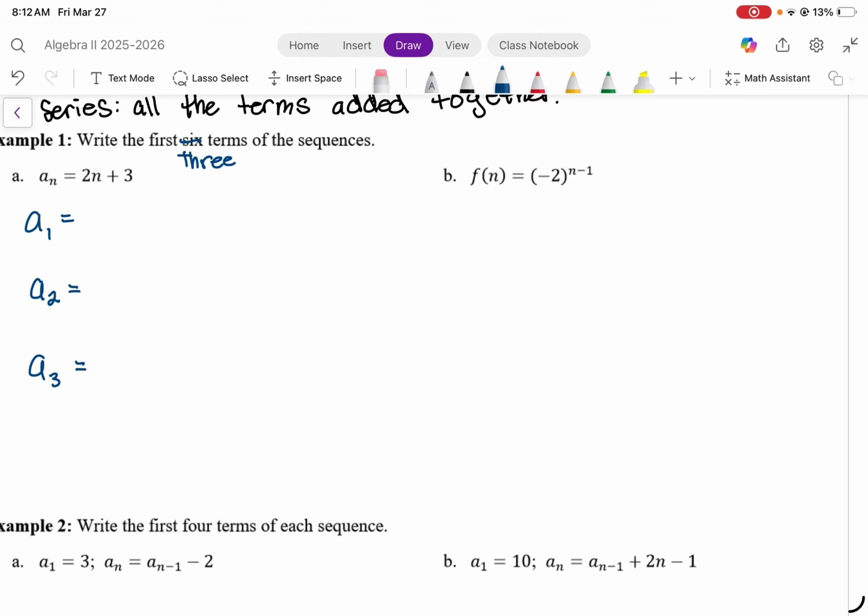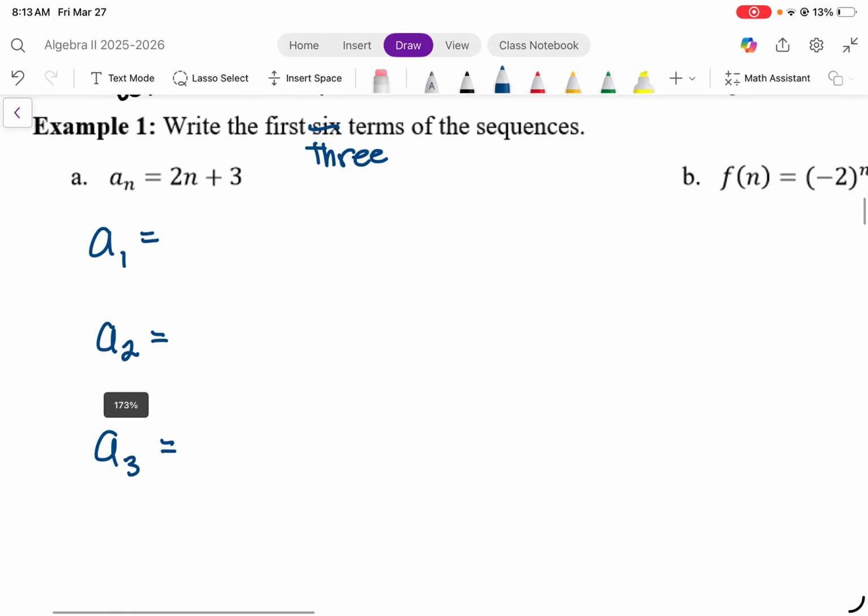When we have our rules in this chapter, we are going to use a sub n, and sub means a subscript. It's like the opposite of an exponent. An exponent is a superscript, written up on the top and little. Subscripts are little and written a little bit below your letter.